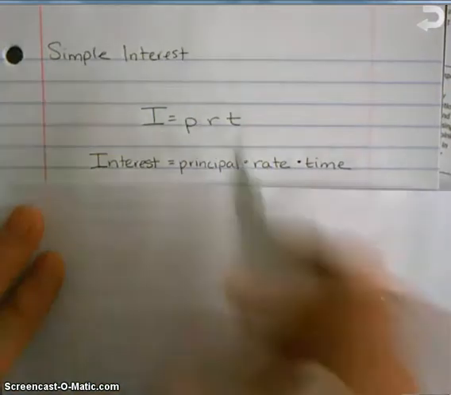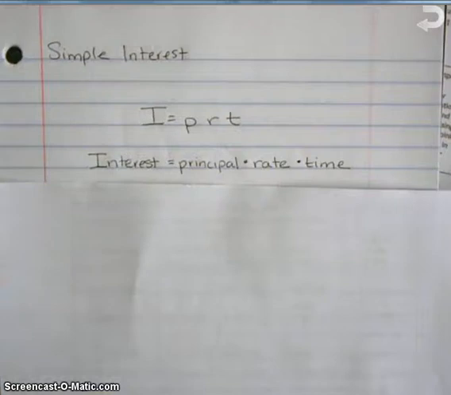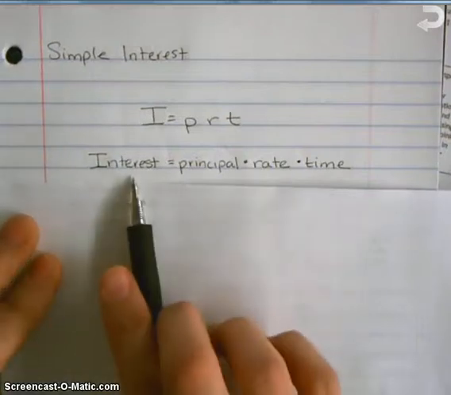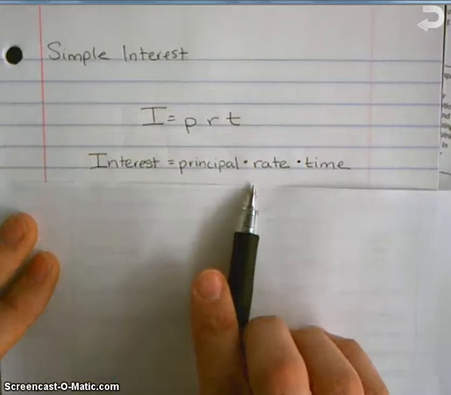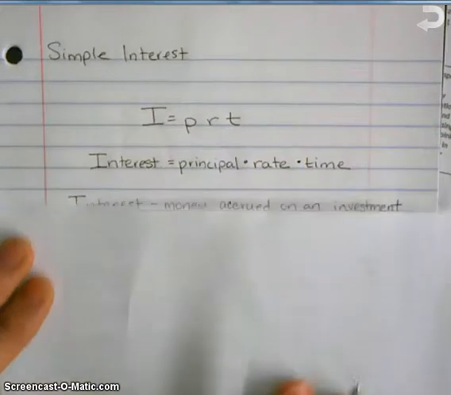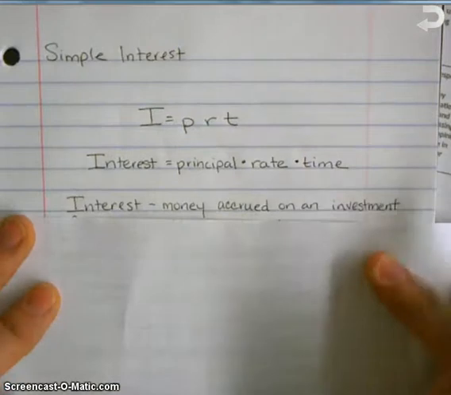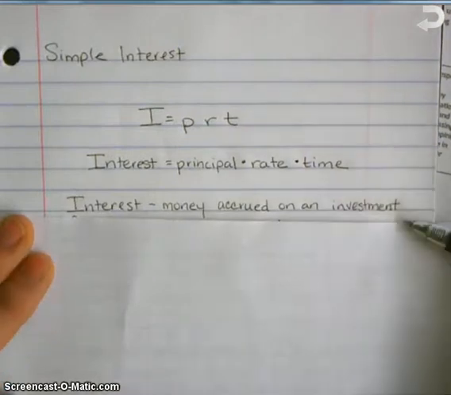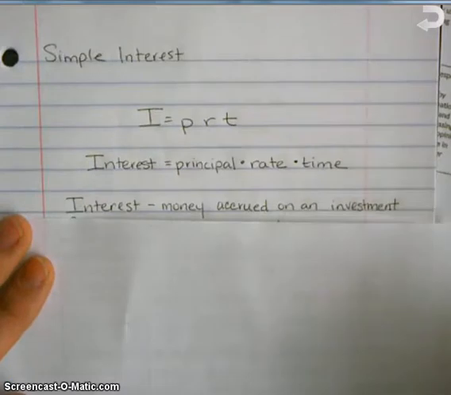Don't forget that when there's no operation between two letters, that is automatically multiplication. So our formula actually stands for interest equals principal times rate times time. So interest is going to be money accrued on an investment. Sometimes interest is something that you are charged if you borrow money, but it's always going to be money accrued.